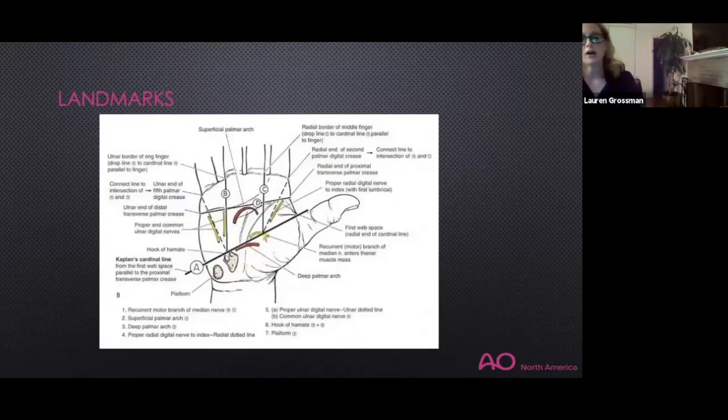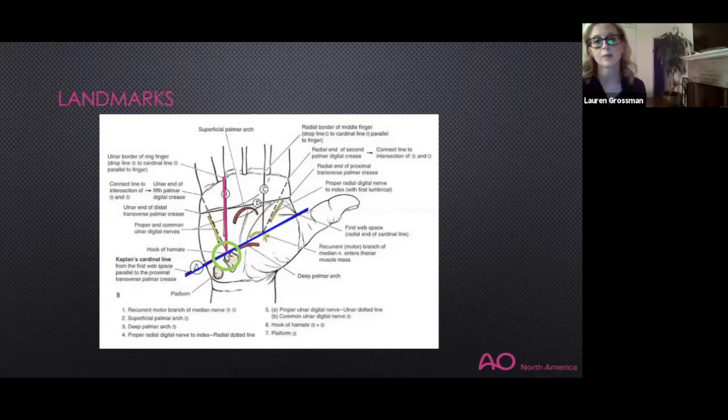Here's a drawing of the same thing with different lines. We've all heard, or maybe haven't heard, of Kaplan's cardinal line. This is a line drawn from your first web space parallel to your proximal transverse palmar crease. If you take a line from the ulnar border of the ring finger and draw it proximally, and then you draw that to Kaplan's cardinal line, you end up hitting your hook of the hamate. What's important about your hook of the hamate is it lies just next to Guyon's canal in this area. So these are all helpful landmarks to understand other things.